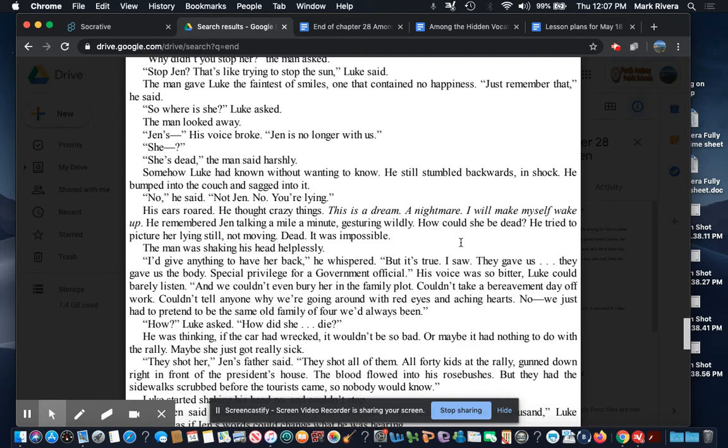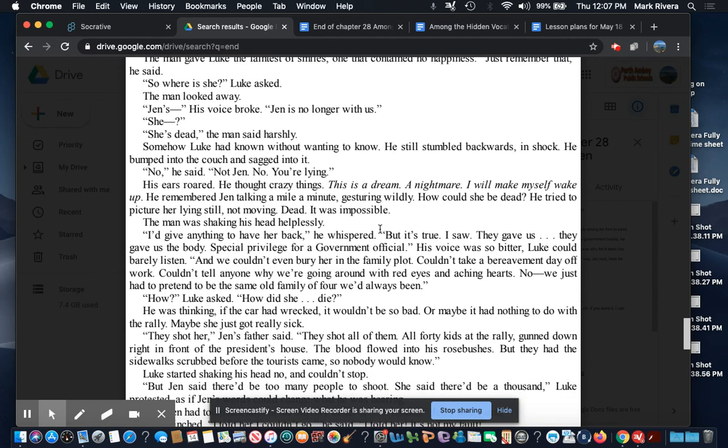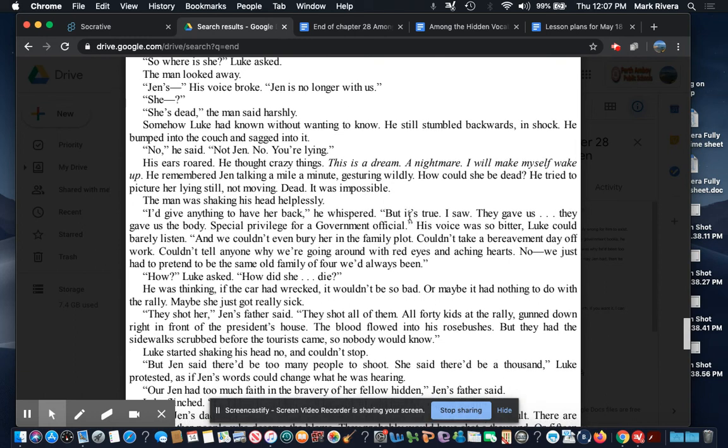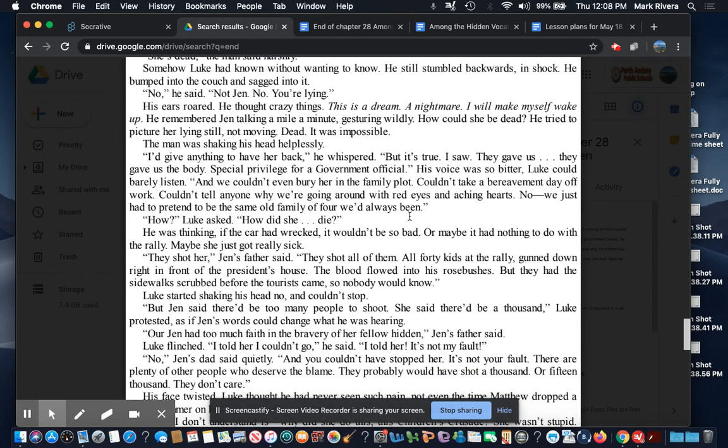Somehow Luke had known without wanting to know. He still stumbled backwards in shock. He bumped into the couch and sagged into it. "No," he said. "Not Jen. No, you're lying." His ears roared. He thought crazy things. "This is a dream, a nightmare. I'll wake myself. Wake up." He remembered Jen talking a mile a minute, gesturing wildly. How could she be dead? He tried to picture her lying still, not moving, dead. It was impossible.